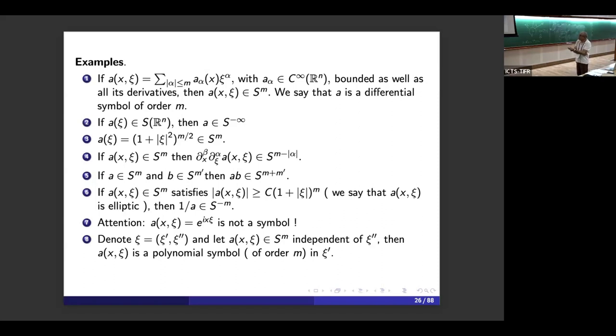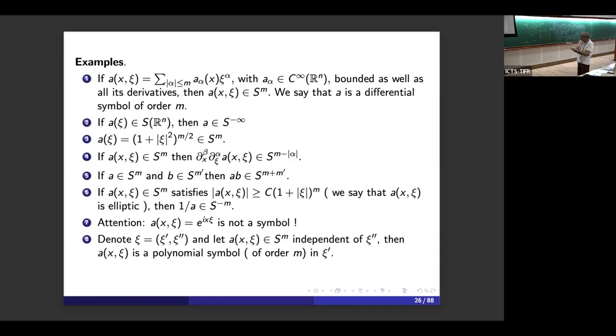This function is smooth, it's very simple, it is in S^m. It's not a polynomial, but it has polynomial behavior. If A is in S^m, then look at the derivative of A: you lose, I would say you gain alpha. Nothing happens in x, so this derivative of A is in the class S^{m minus length of alpha}. If you take two symbols A and B in two classes S^m, S^m prime, the product is in the class S^{m plus m prime}.